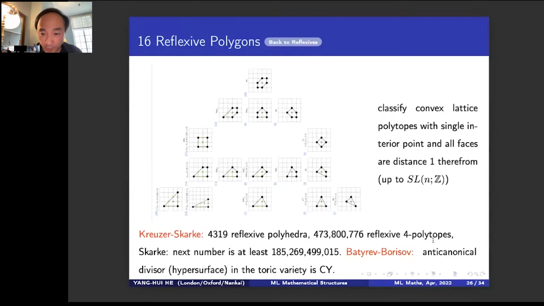We have no idea what the next number is. It's at least 185 billion by some recent work estimates of Skarke. So that's kind of interesting. I'm just giving you this very concrete example in combinatorial geometry to give you an idea of the exponential growth rate of this landscape of possible geometries which are relevant to physics. So suddenly we're dealing with something like billions and billions.